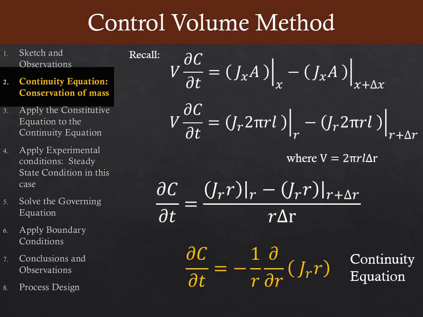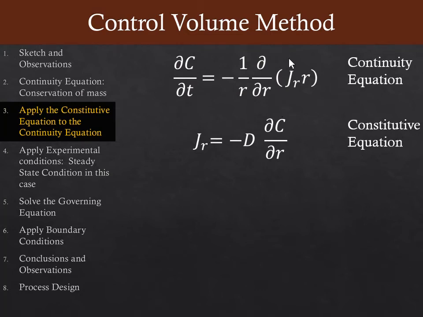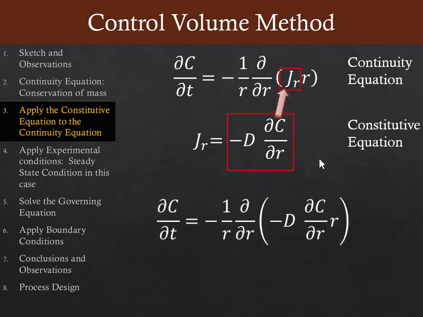Okay, so in the first part, we came up with our continuity equation, and we want to go ahead and continue here through our control volume method. So let's grab our continuity equation, and then we need our constitutive equation, which we know is Fick's first law. Now we're moving in one dimension in the R direction, so we're just going to change this to a concentration change with respect to R. And now we can substitute that directly in for the flux here. And we have now our equation with the substitution.